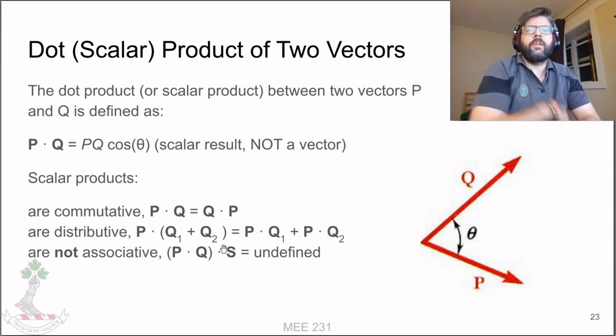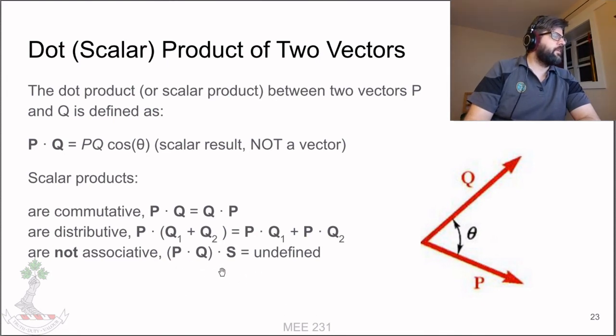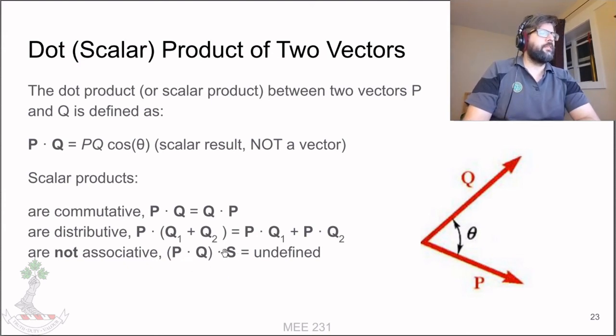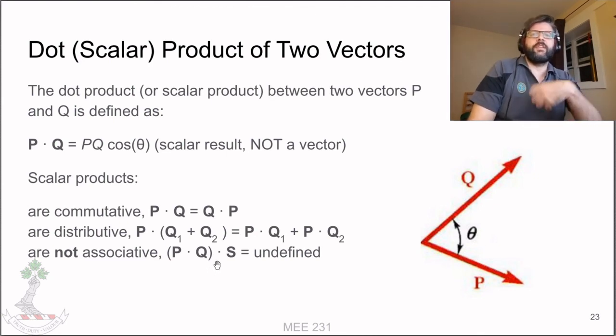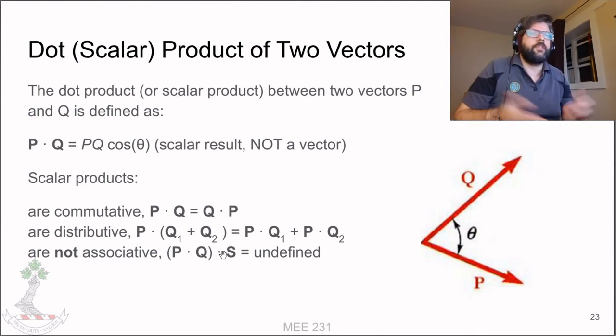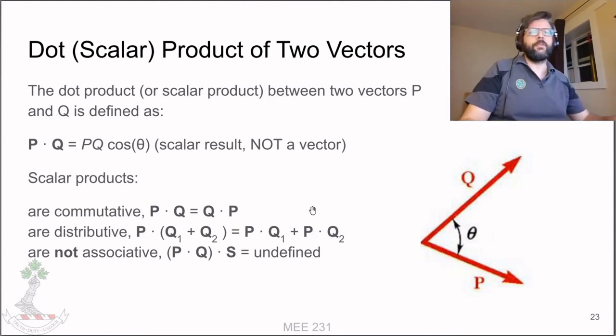They're not associative. Essentially, you can't take the dot product of something and then take the result of that and take the dot product of it with something else. Because once you take the dot product of, say, this P and Q here, what you end up with is a scalar. So then you'd have a non-vector quantity that you're trying to take the dot product of, and that just doesn't work. It's not a vector, so you can't take the dot product of it with another vector.